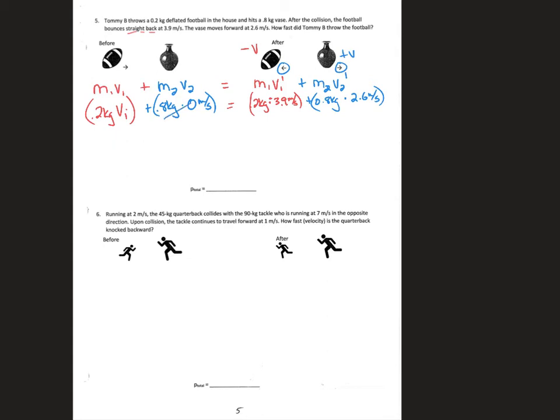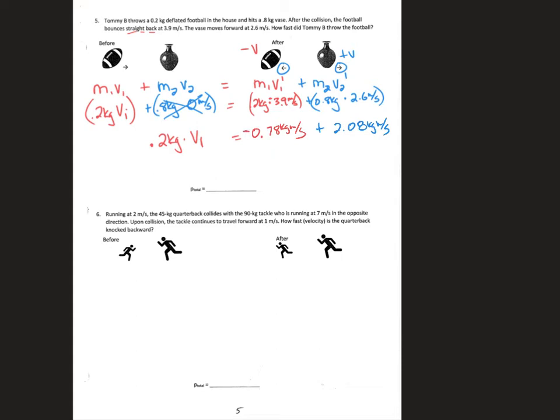So what do we know? We know that the vase had no momentum initially. We know that the ball's initial mass and velocity are what we're trying to find. 0.2 times negative 3.9. I misspoke there, it's 0.2 times negative 3.9. So you get negative 0.78 momentum units. 2.6 times 0.8 is going to be positive 2.08 momentum units. Okay, wait a minute. I forgot the negative sign here. Okay, now that makes sense.